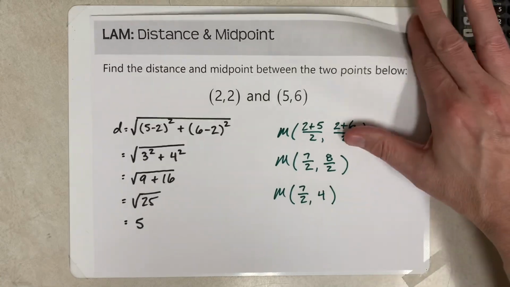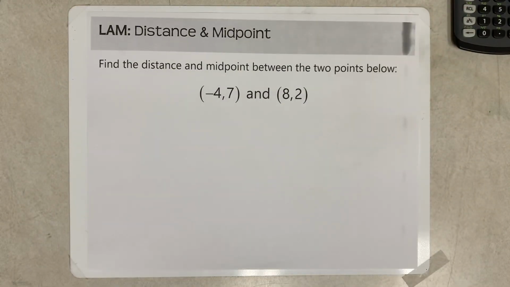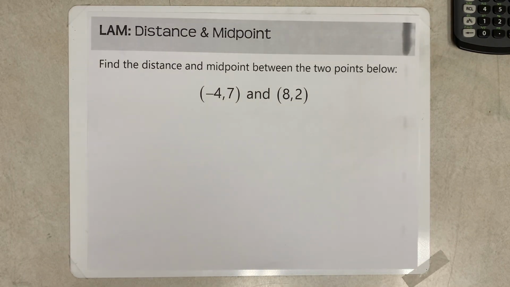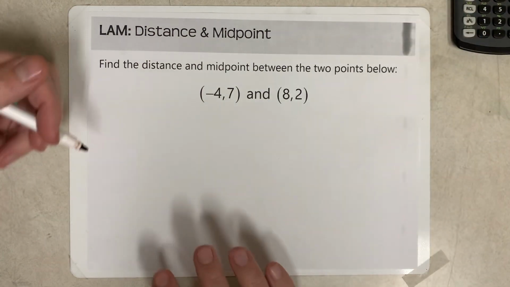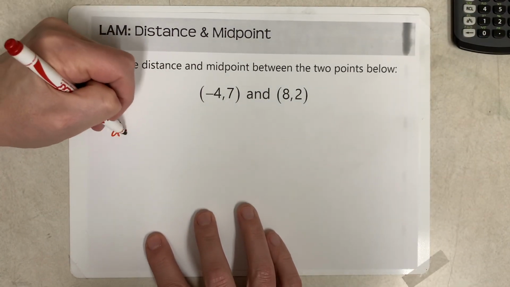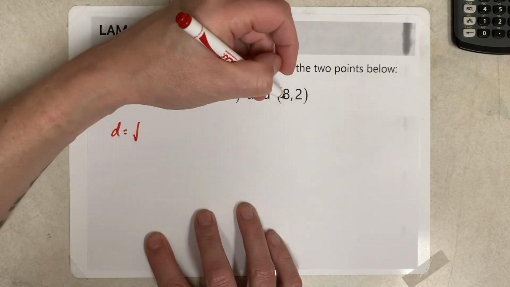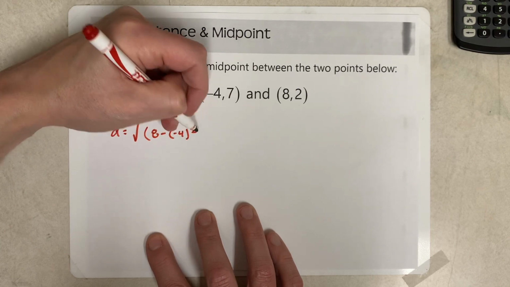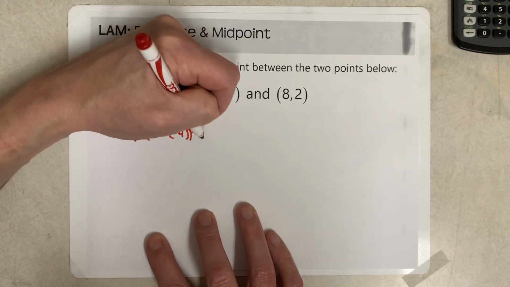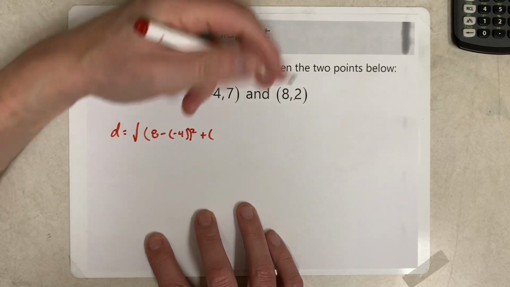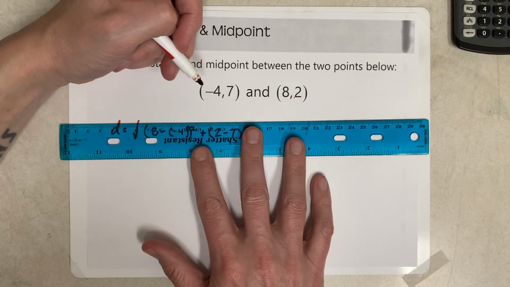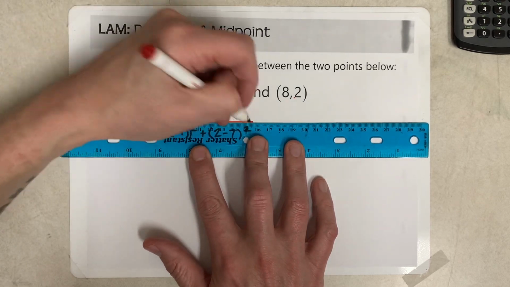All right. Next example. All right, distance. Let me change my marker up here, make things a little bit different. So let's do our distance. So 8 minus -4 squared plus 2 minus 7 squared. And it didn't look the greatest, but it'll be okay.